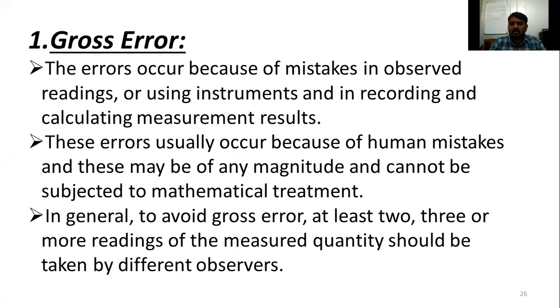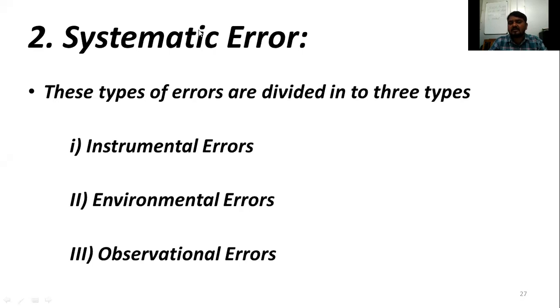Gross error means total error, as gross means total. Errors that come randomly are called random errors. Whatever errors come within the measuring system are called systematic errors. In the measuring system there are the instruments, the surrounding environment that will affect it, and the observer, the person taking the measurement, who also matters. Considering all these points, the systematic errors are classified into three types: instrumental error, environmental error, and observational error.